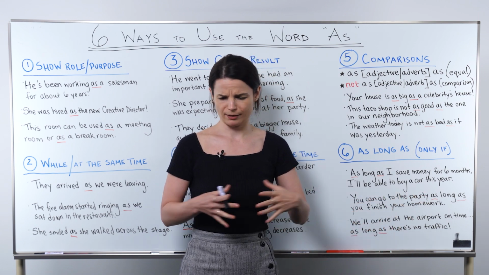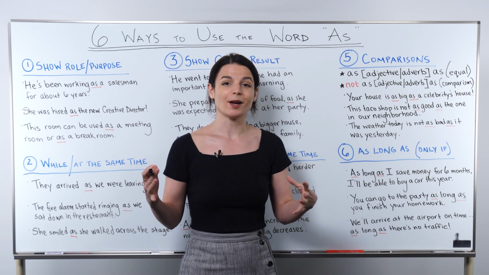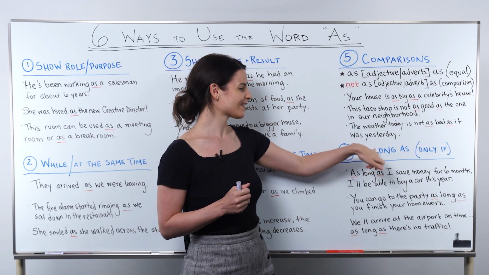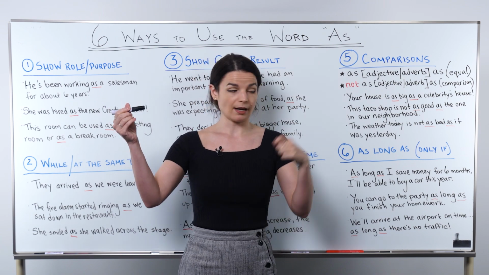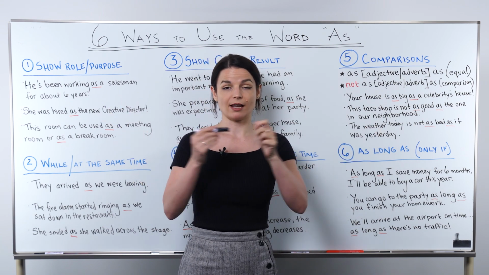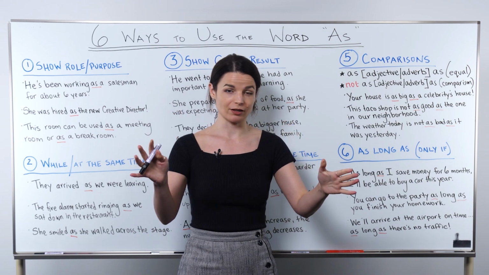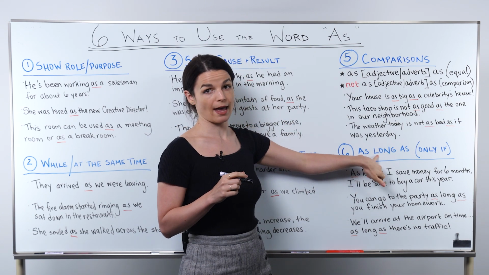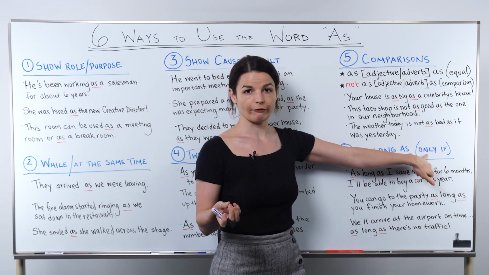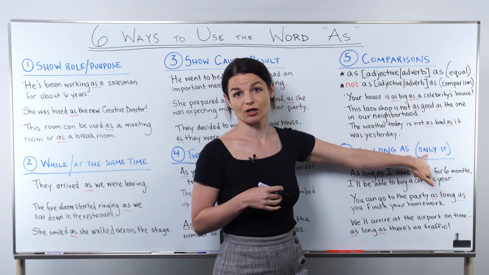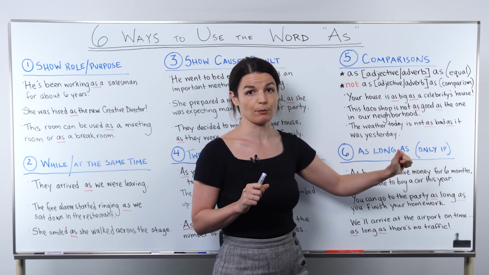What does this mean? Does this have to do with length? Sometimes, yes, we can use this in this pattern, actually. Like this marker is as long as that marker, which means they are of equal length. However, we have this as long as expression, which means only if. It acts as part of a conditional expression. So let's look at some examples of this.